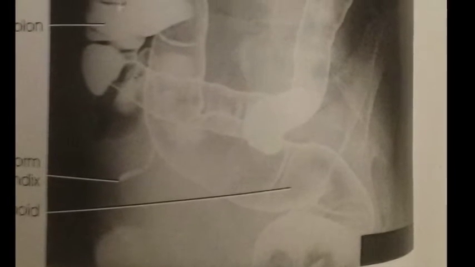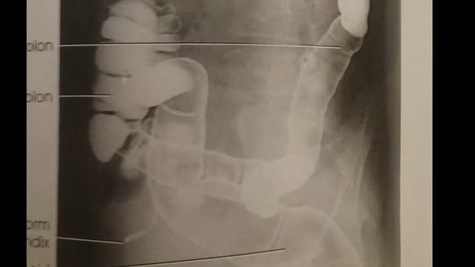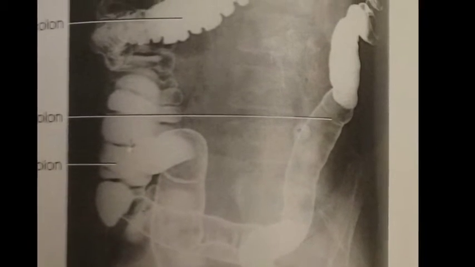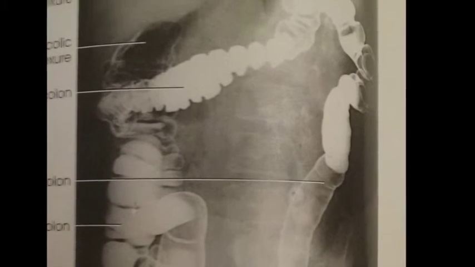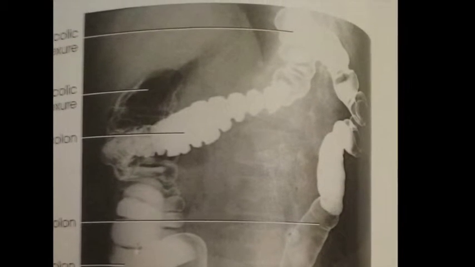The fifth projection is a PA oblique projection LAO position. We should have evidence of proper collimation. We should be able to see the entire colon. The left colic flexure is less superimposed or open compared to the PA projection. We should see the descending colon and exposure technique that shows the anatomy.